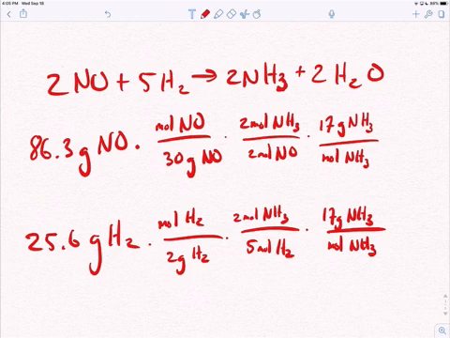So 86.3 divided by 30 times 17. And this is 48.9. And this is grams NH3. I'm running out of space. So then we have 25.6 divided by 5 times 17. This is 87.